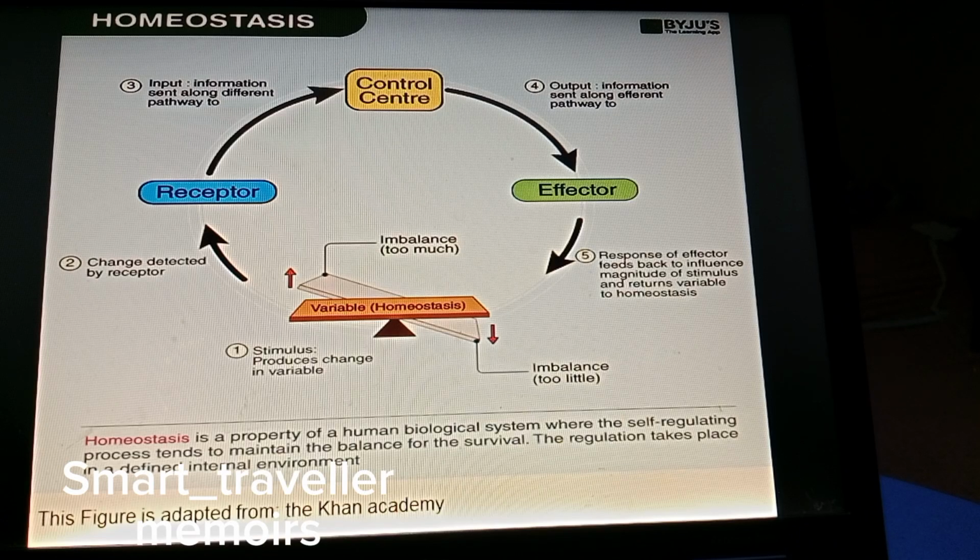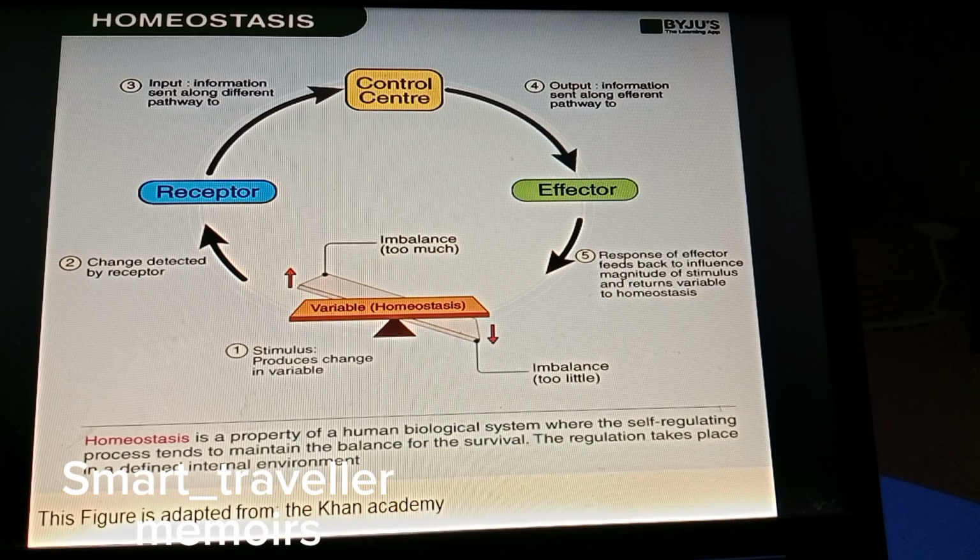So let's start from number 1. Stimulus produces change in variable. Number 2, change detected by receptor. Number 3, input, information sent along afferent pathway to the control center. Number 4, output, information sent along efferent pathway. Number 5, response of effector. Feedback feeds back to influence magnitude of stimulus and returns variable to homeostasis. Okay, so we have two things there.